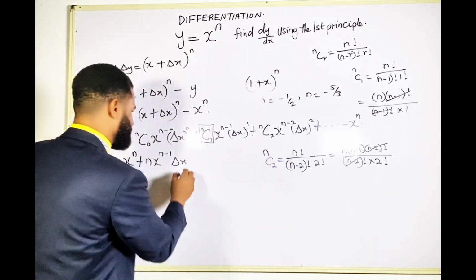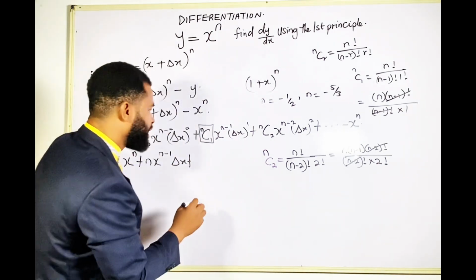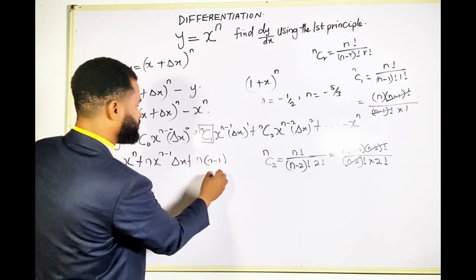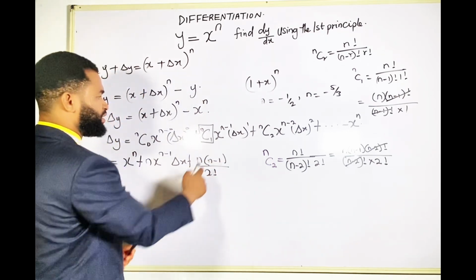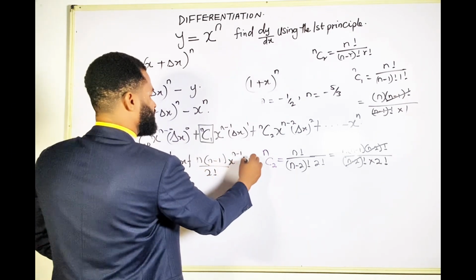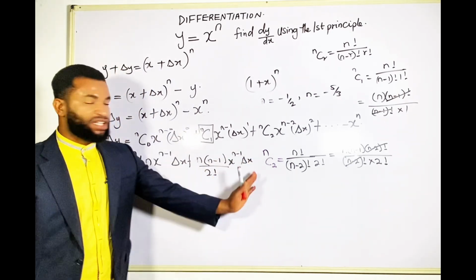So I'm going to say this is plus. I'm going to have n multiplied by n minus 1 all over 2 factorial times this, which is x raised to n minus 2 and change in x squared. Let me clean this part.